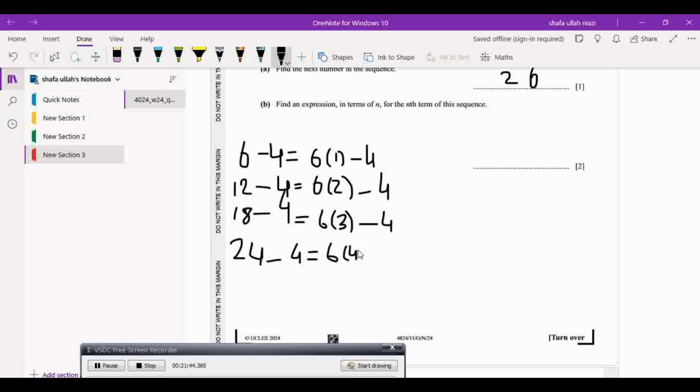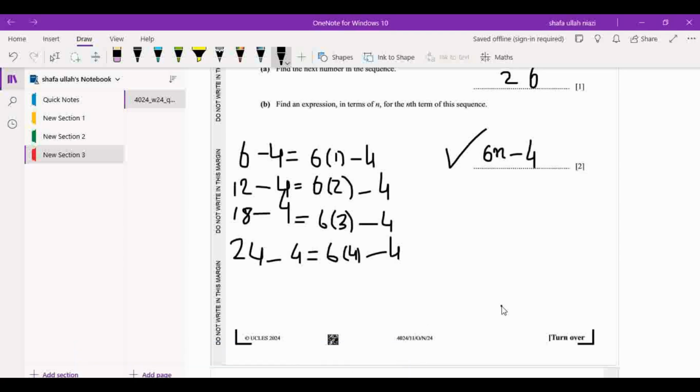So any term can be obtained by multiplying the term number by 6 and subtracting 4 from the answer. So for the nth term, we multiply 6 with n, so 6n minus 4. So the expression for the nth term is 6n minus 4. That's it.